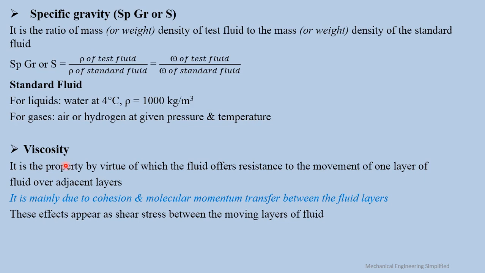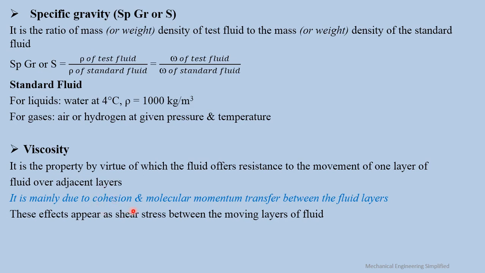It is the property by virtue of which the fluid offers resistance to the movement of one layer of fluid over adjacent layers. This I just now told you in the definition of fluids, that the movement of one layer is restricted by adjacent layers. That is basically the fluid offering resistance. This is the property of viscosity. It is mainly due to cohesion and molecular momentum transfer between the fluid layers.